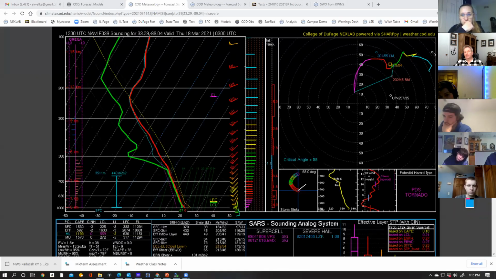And then over here it says PDS tornado. So when you see this PDS, PDS stands for particularly dangerous situation. That's a lot of helicity, 0 to 1, 370. This is a serious setup tomorrow evening for very deadly tornadoes. If this shows up to be true, we're probably talking about a number of death reports.